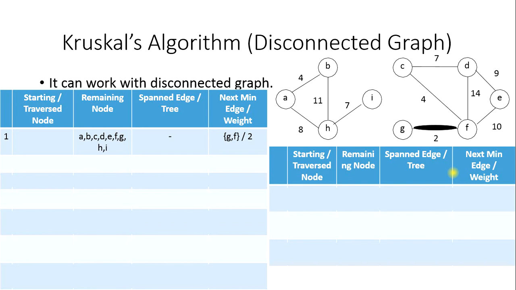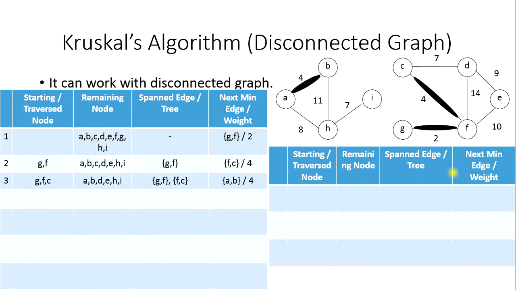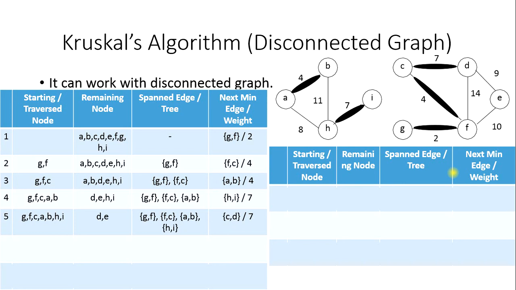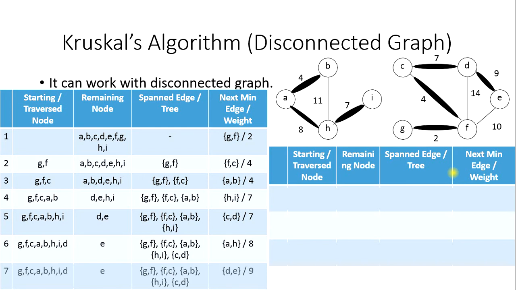The next smallest is what? 4. There are two edges of weight 4, AB and CF. We can choose both in either order. Then the next one is 7, which are two edges, CD and HI. We can choose either in whichever order we like. Next we have 8, that is AH. We have added it in the spanning tree. Then DE, we added that in the spanning tree.